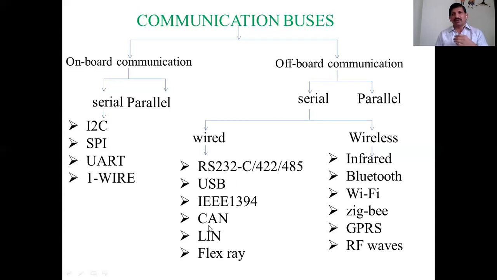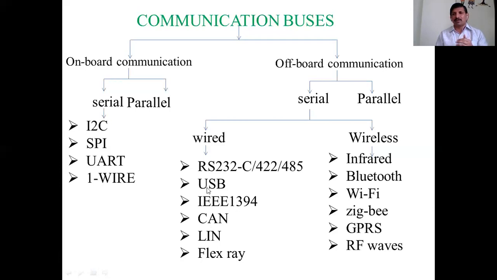So based on our requirement, based on the speed, CAN provides a 1 Mbps baud rate up to 40 meters length. LIN is slower. FlexRay provides a 12 Mbps baud rate. So like that, based on the speed, based on the traveling length, based on our requirements, we can choose any one of the communication buses.